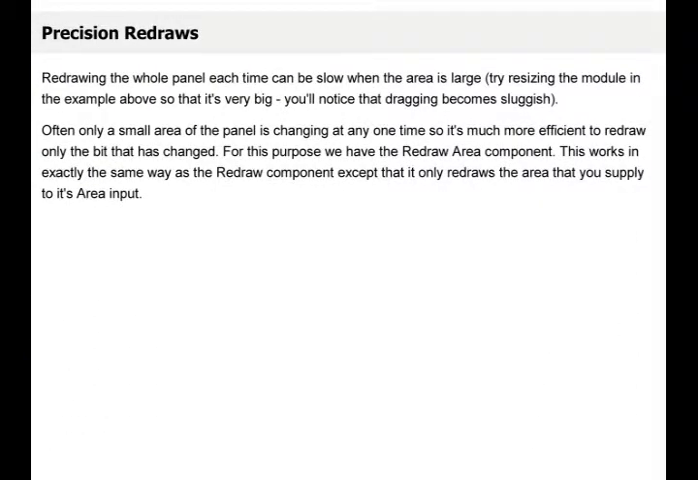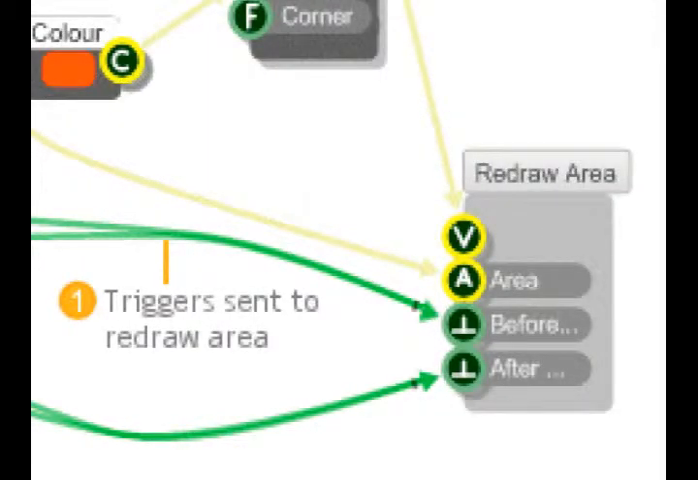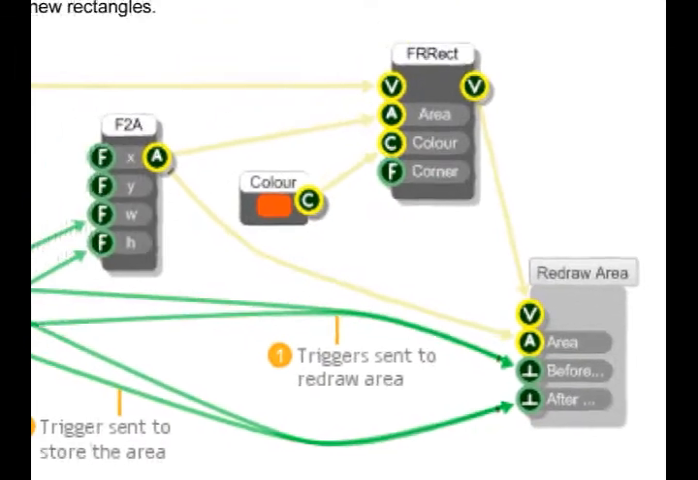Precision redraws. Redrawing the whole panel each time can be slow when the area is large. Try resizing the module in the example above so that it is very big. You will notice that dragging becomes sluggish. Often only a small area of the panel is changing at any one time, so it's much more efficient to redraw only the bit that has changed. For this purpose we have the redraw area component. This works in exactly the same way as the redraw component, except that it only redraws the area that you supply to it as its area input.